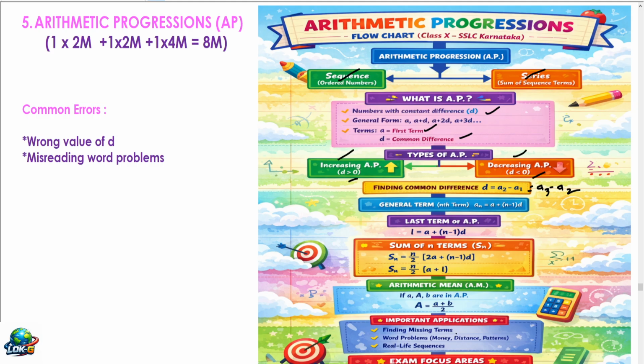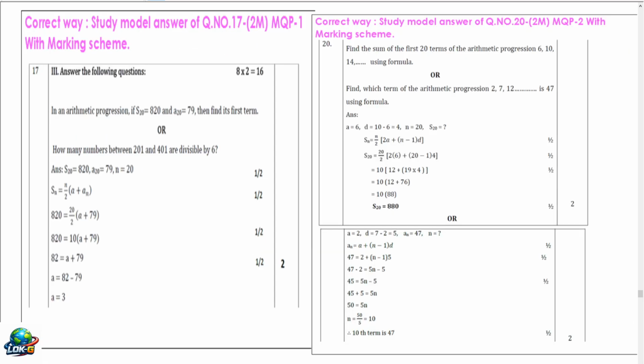Important applications: finding missing terms, word problems, money, distance, pattern, real life situations. If problems are given, you must be in a position to solve. Let us solve quickly the questions that appeared in the model papers. First question here: in an arithmetic progression, S20 is equal to 820, a20 is equal to 79, find its first term.